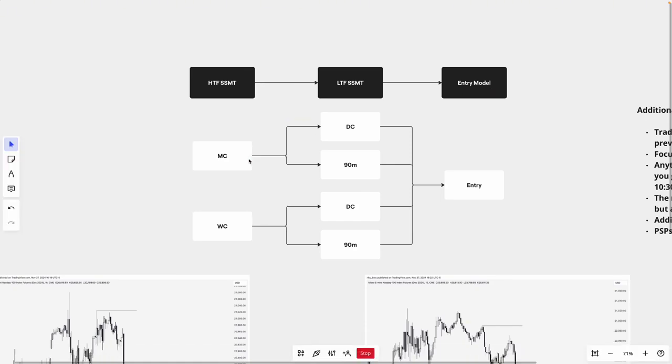In terms of what counts as a higher time frame sequential SMT, we will be using the monthly cycle or the weekly cycle. And so remember, we use the 4-hour time frame for the monthly cycle and the 1-hour time frame for the weekly cycle.